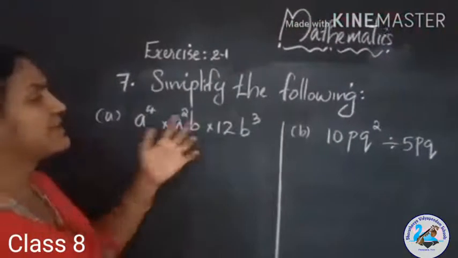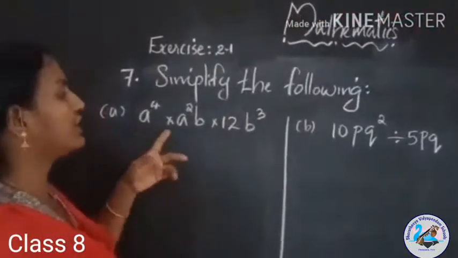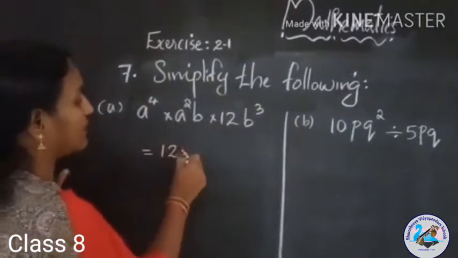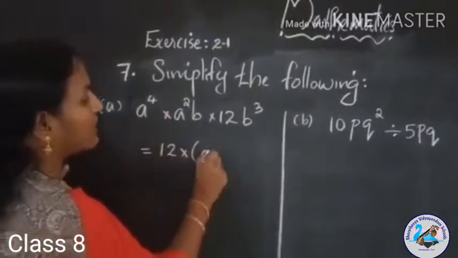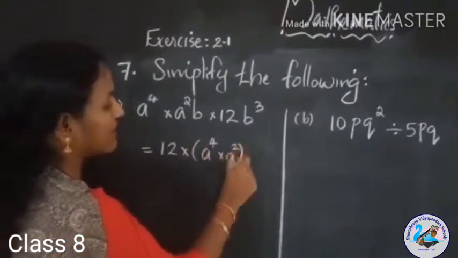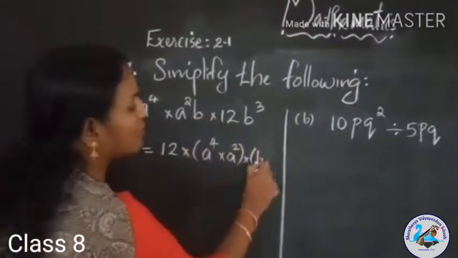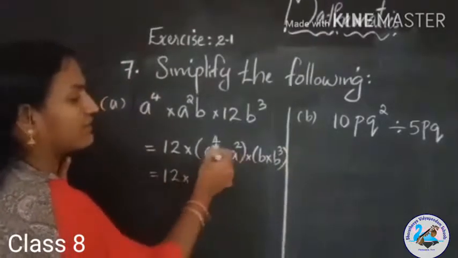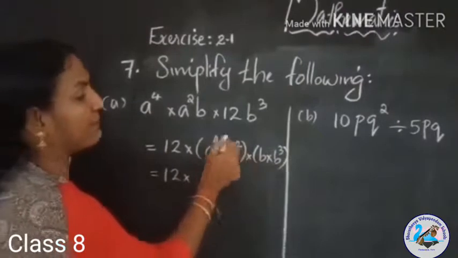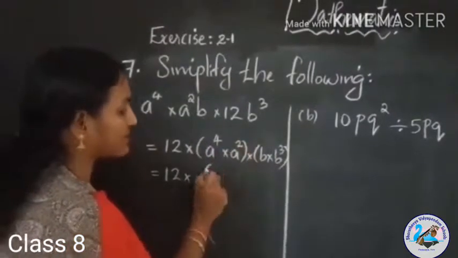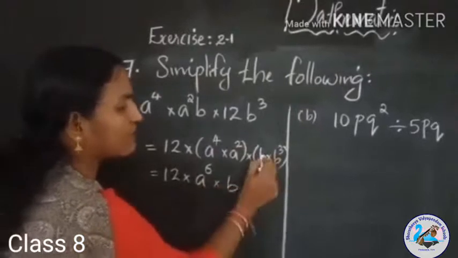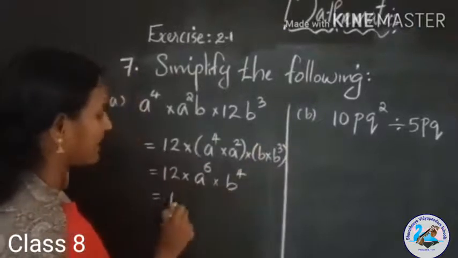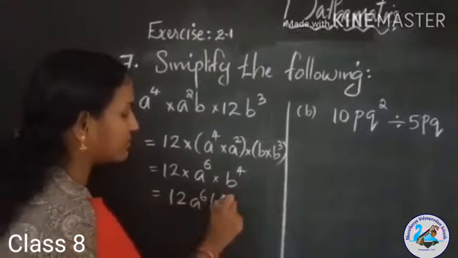Next, question number 7. Simplify the following. a raised to 4 into a square b into 12 b cube. Write the number 12 into a raised to 4 into a square into b cube. a power m into a power n is a power m plus n. So a raised to 4 plus 2, that is 6, into b power 1 into b power 3, so 1 plus 3 is 4. The answer is 12 a raised to 6, b raised to 4.